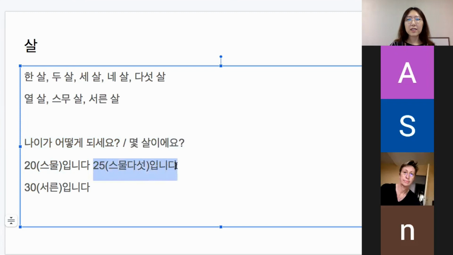25입니다. I'm 25 years old. Then we don't use 살. We can add 25살입니다. But normally when we speak, we don't add 살 at the end.